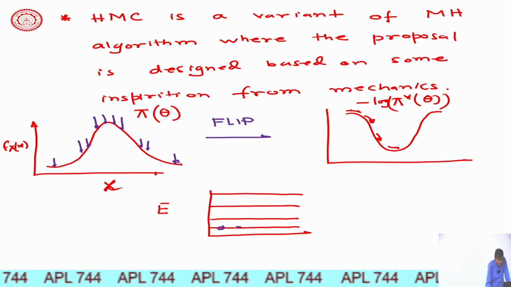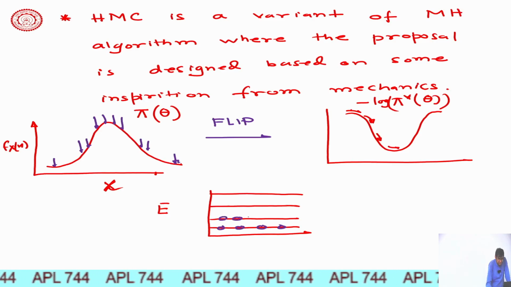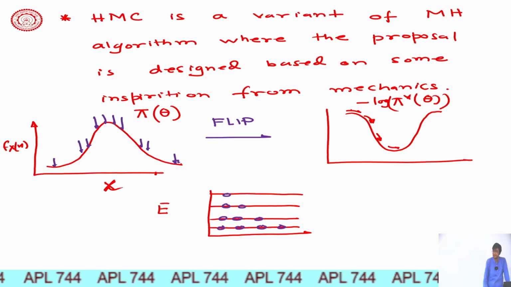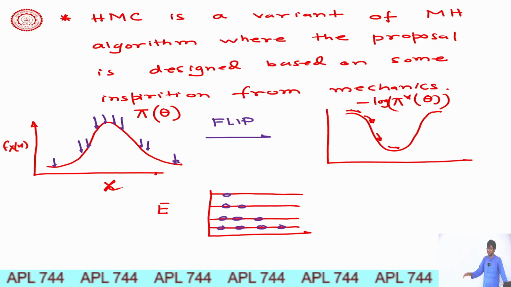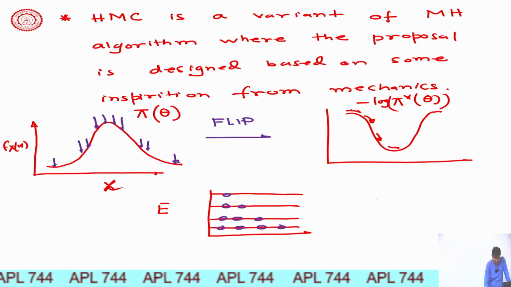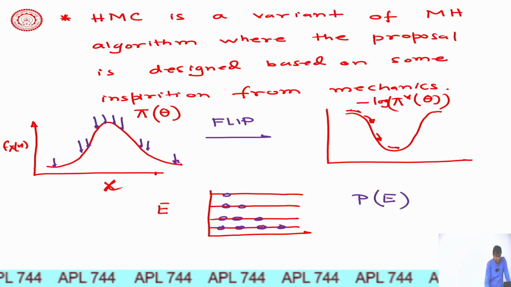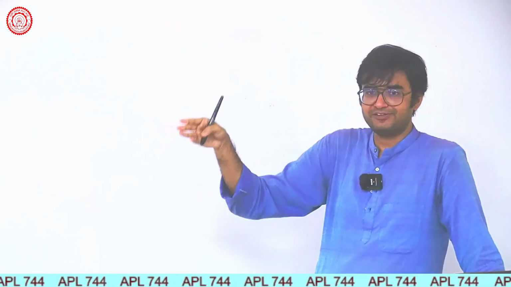So as we said, maybe more number of particles will be here, relatively less number of particles here, even less number of particles here, and you can go on like that. Okay. So what do you think is the distribution of this particle, or distribution of the energy? What is the distribution of the energy? Probability of E. It is decaying, right?